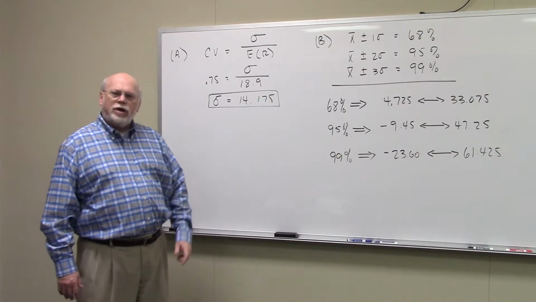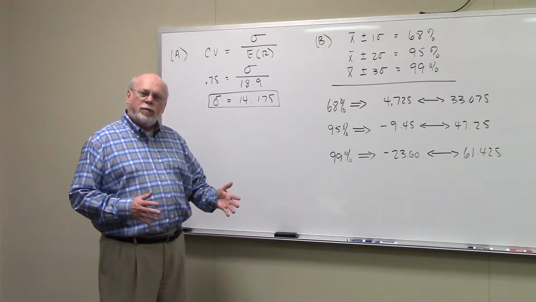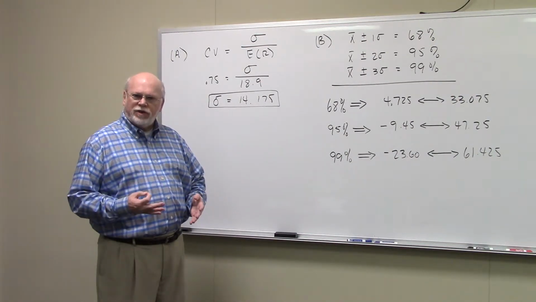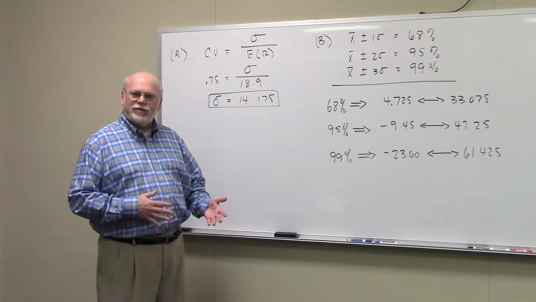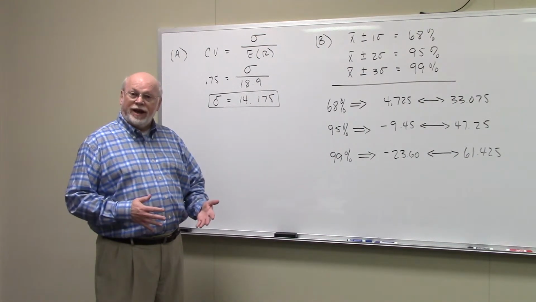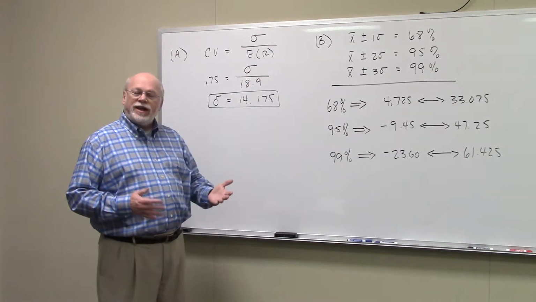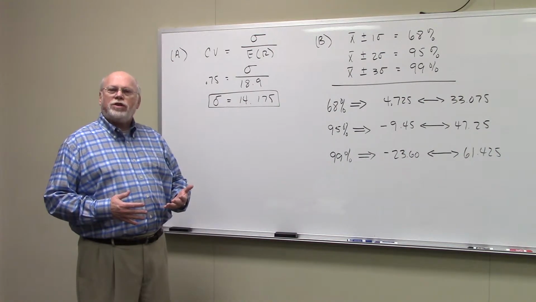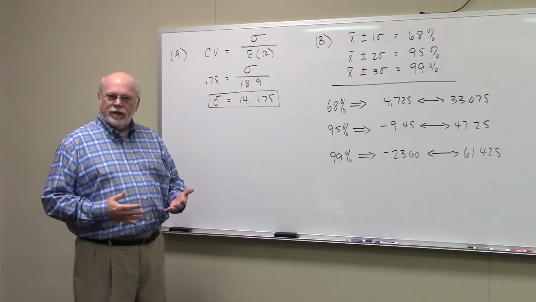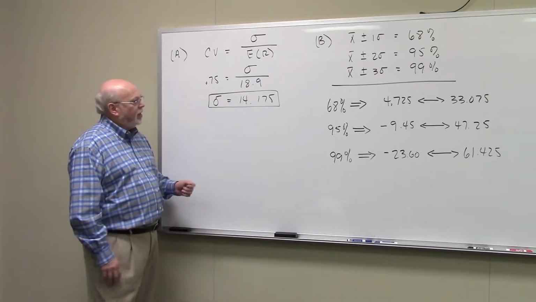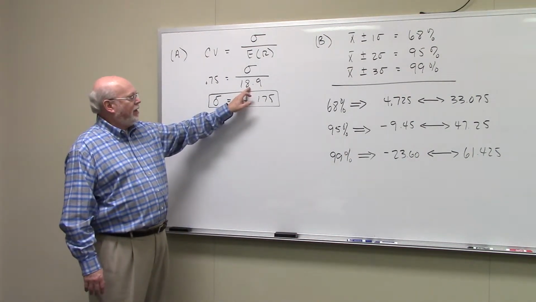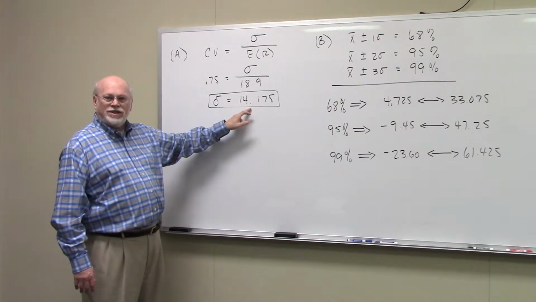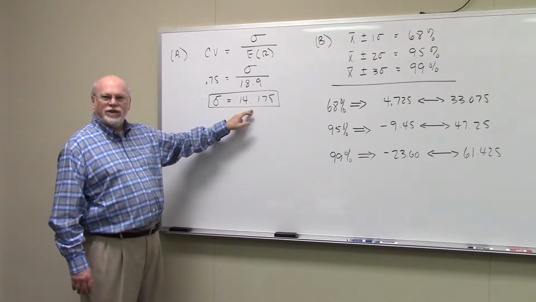In the B part now, we're going to talk about confidence intervals. Now there are three common confidence intervals. There's 68% confidence interval, 95%, and 99%. Now, to calculate a 68% confidence interval, it's simply the mean plus or minus one standard deviation. Okay, so for this particular asset, the mean is 18.9, and we're going to add and subtract from that one standard deviation, which is 14.175.